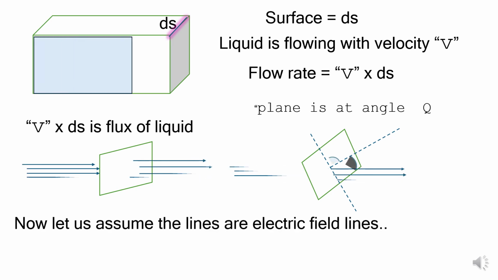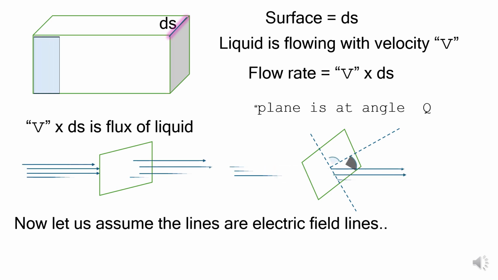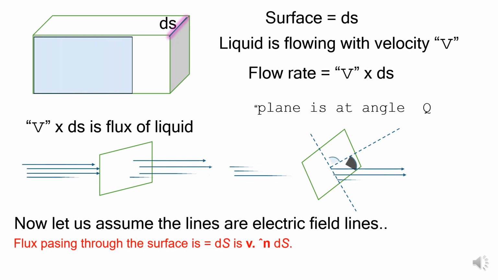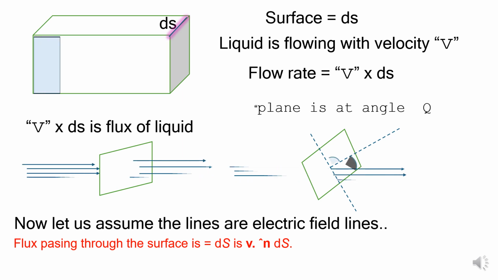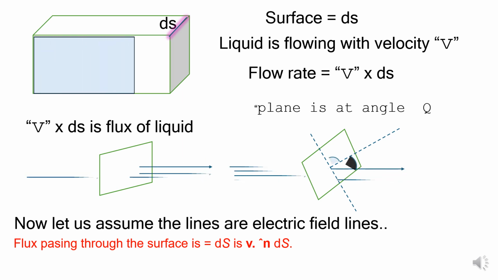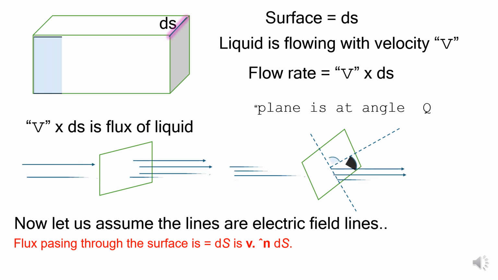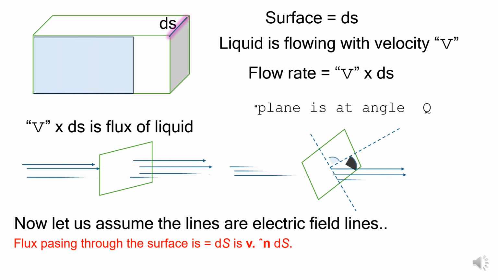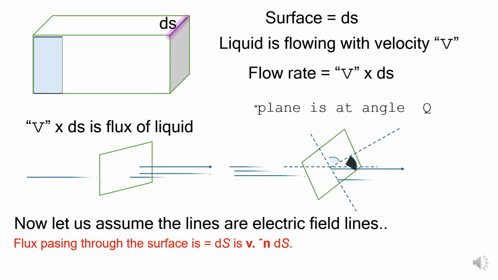What is the difference between these two? In the upper case we have seen the liquid, but in the bottom case we have seen the electric field lines passing through that plane, and the flux is nothing but surface area ds multiplied by velocity v. And when we are discussing the plane, we have to mention the direction n raised to ds. So electric flux is nothing but lines passing through a surface ds with a velocity v, which is called electric flux.